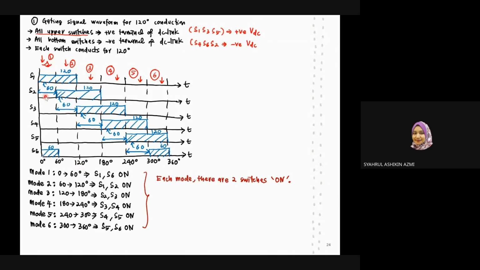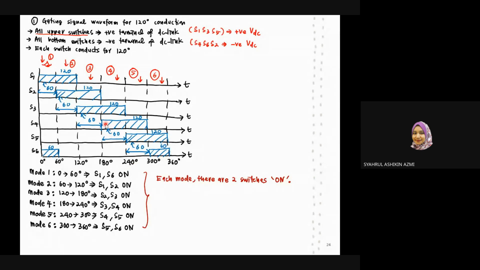With a 60 degree delay from S1, S2 will start to conduct, from 60 degree, and it will continue to conduct until complete 120, so it will be off at 180 degree. With a 60 degree delay from S2, S3 will start to conduct, which is at 120, and it maintains turned on until complete 120 degree. Once it's completed, it will be off at 240 degree.